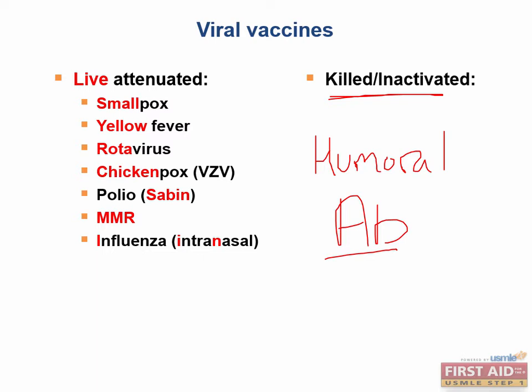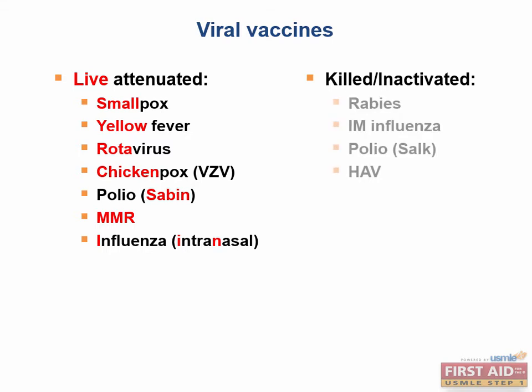This means that the immunity is not as strong and it's not as long-lived, and therefore it requires booster vaccinations to maintain. Although they don't lead to as robust of an immune response, the benefit of killed vaccines is that they are safer, especially for immunocompromised patients. Killed or inactivated viral vaccines include rabies, the intramuscular influenza vaccine, the polio Salk version of the vaccine, as well as hepatitis A virus vaccine.